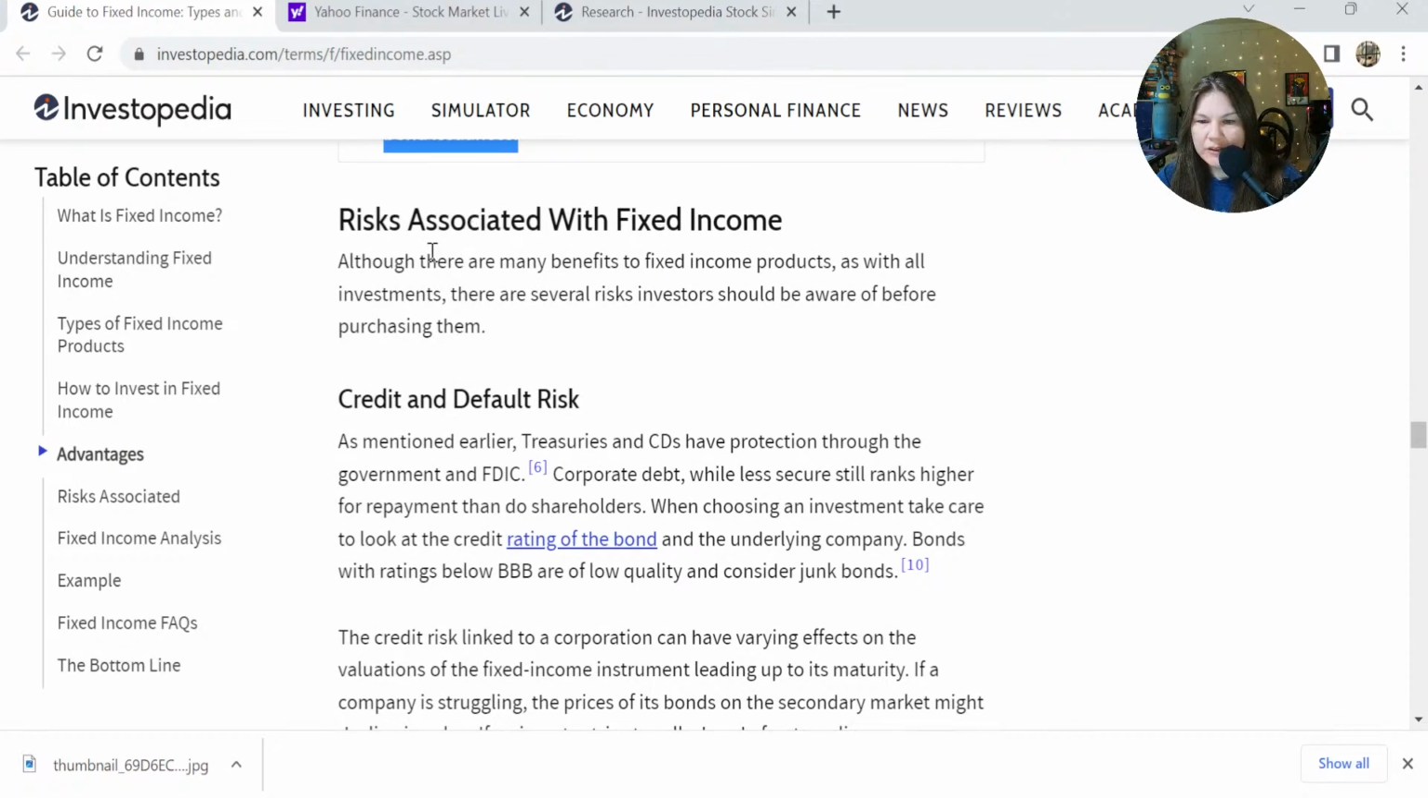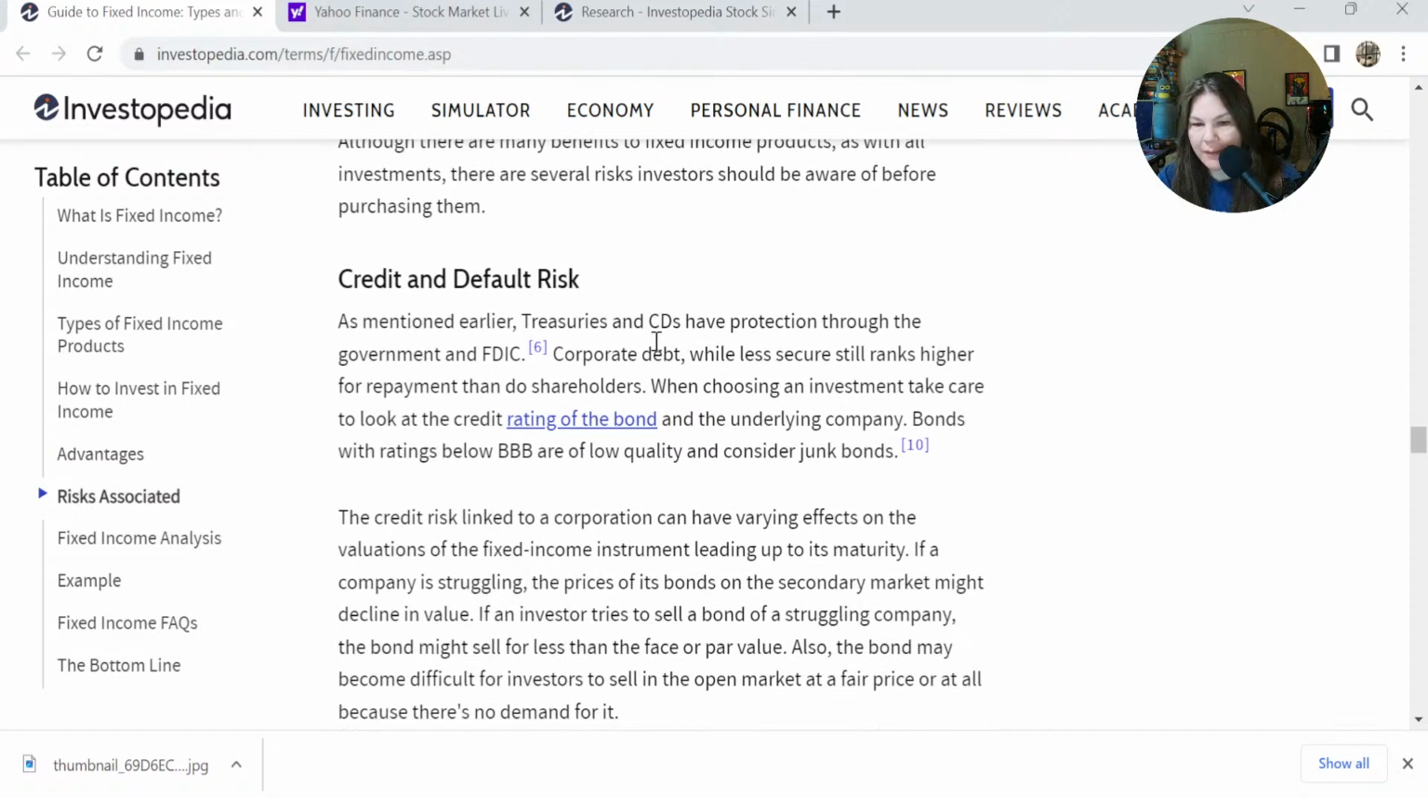No good. So, risks associated with fixed income. Although there are many benefits to fixed income products, as with all investments, there are several risks investors should be aware of before purchasing them. Credit and default risk.